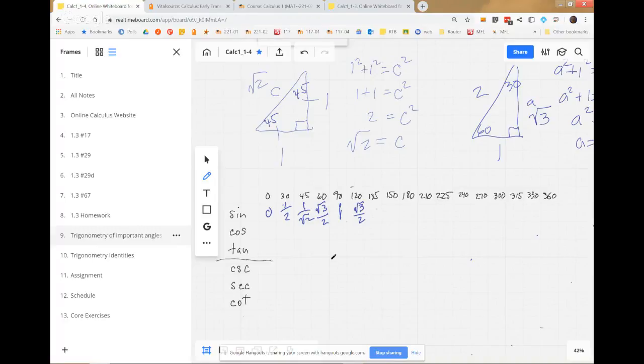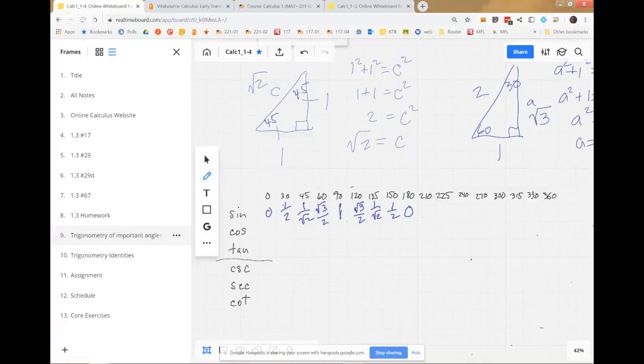135, closest x-axis is 45 away. The sine of 45, 1 over the square root of 2, just like it was earlier. 150 is really just 30 degrees from the x-axis, so we're back to 1/2. 180, we're flat. Again, the sine has no height, 0.